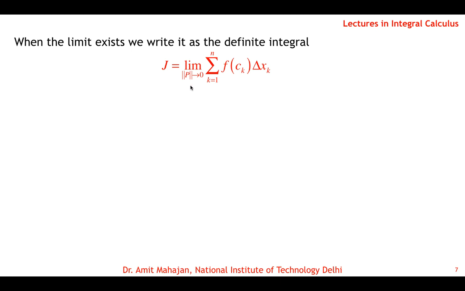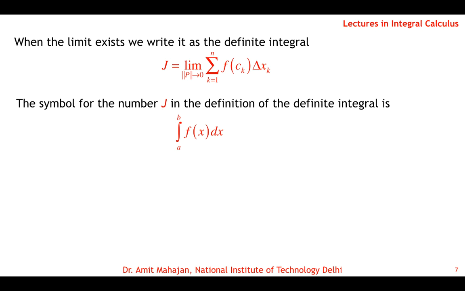Now norm P is the width of the largest subinterval. It will tend to 0 only when limit n tends to infinity. So limit n tends to infinity and norm P tends to 0 will play a crucial role if the widths of the subintervals are different based on the partition. And the symbol for the number J in the definition of the definite integral is the integral from a to b of f(x) dx.